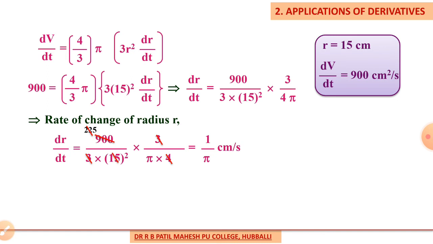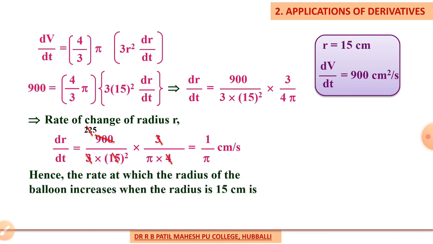1 by pi centimeter per second. So the change in r with respect to time t, that is dr by dt, is equal to 1 by pi centimeter per second. So hence the rate at which the radius of the balloon increases when the radius is 15 centimeter is 1 by pi centimeter per second.